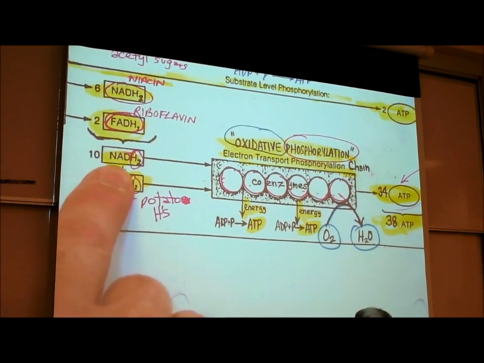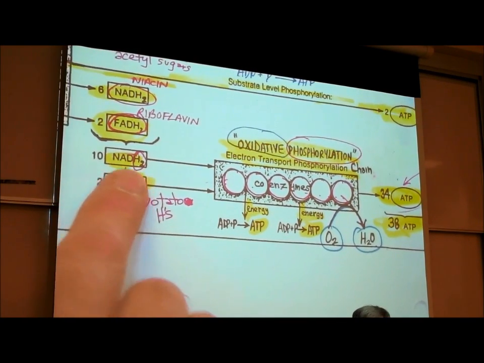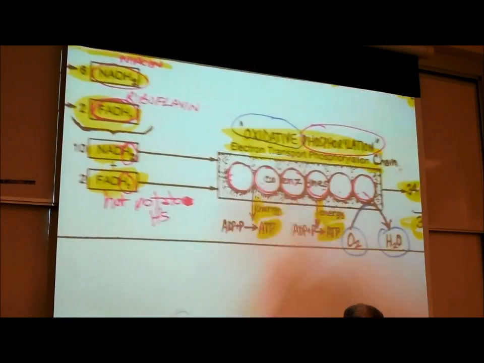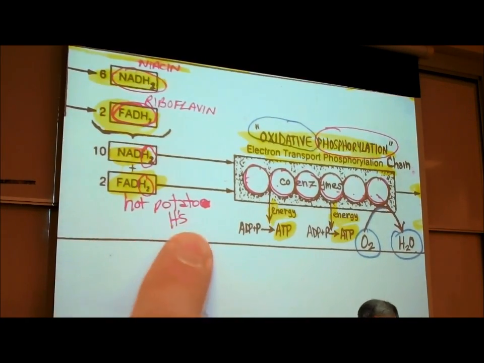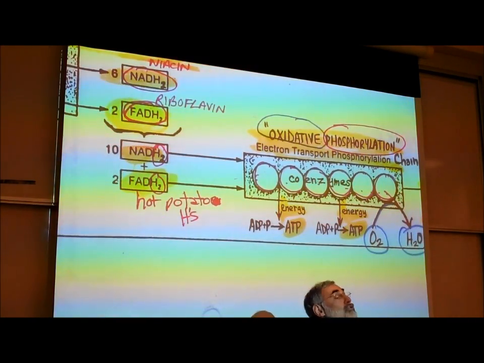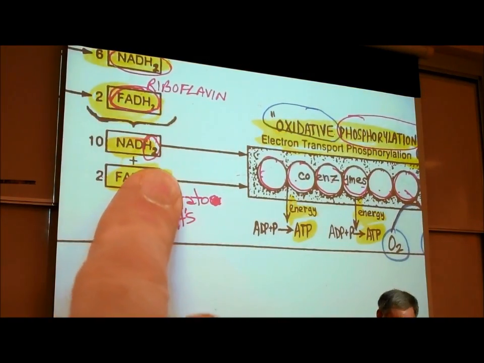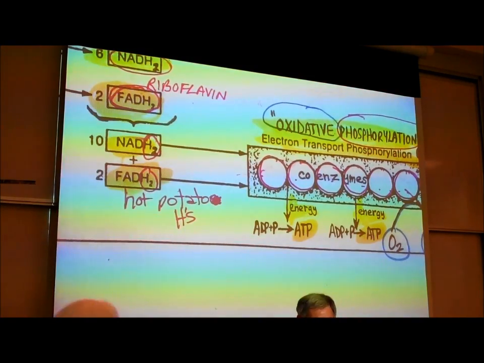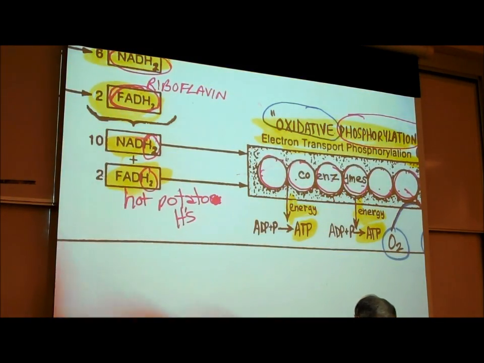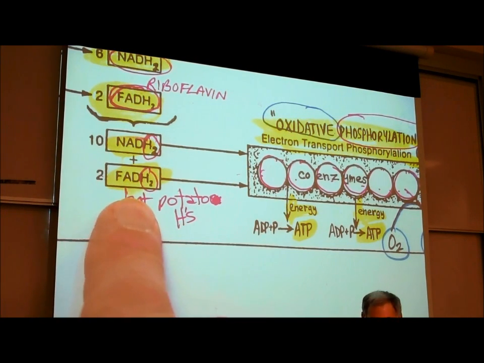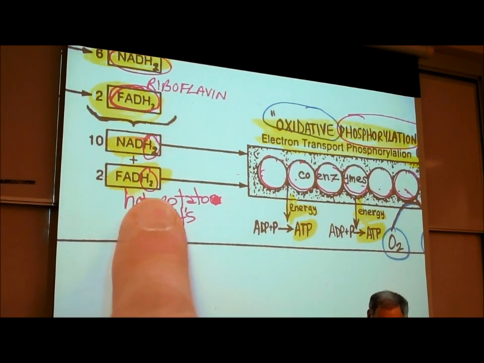And what's being passed to them are not hot potatoes, but hot potato hydrogen atoms. These are hot potato hydrogen atoms, and I wrote even hot potato hydrogens right here. These are hydrogens that have just been pulled off the sugar molecule. They haven't been pulled off the barbecue grill, but they've been pulled off the sugar molecule. And they're high in energy. We had a total of 10 NADs that are transferring hot potato hydrogens, and 2 FADs transferring hot potato hydrogens.